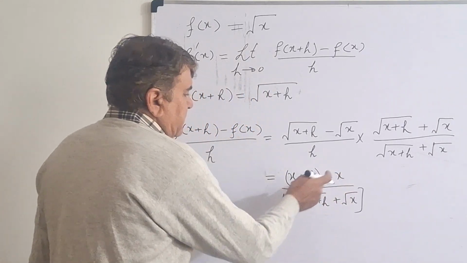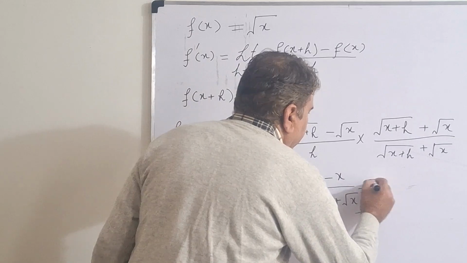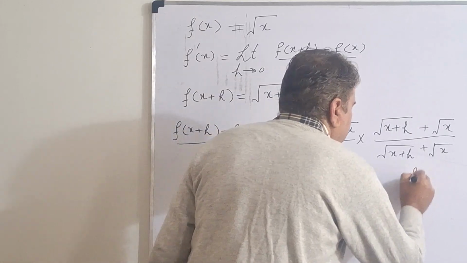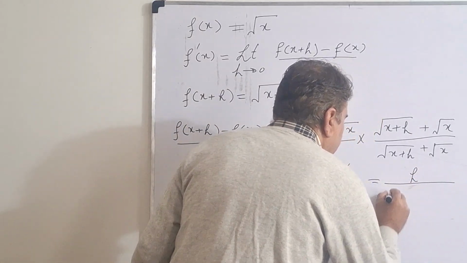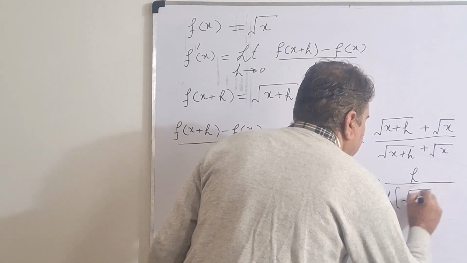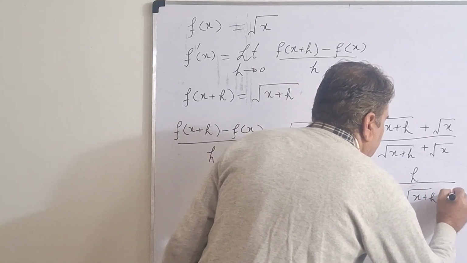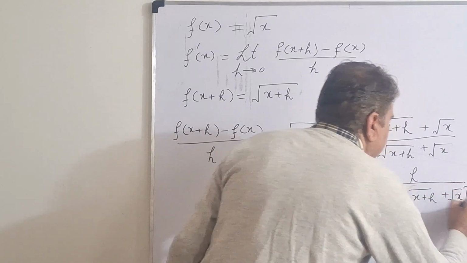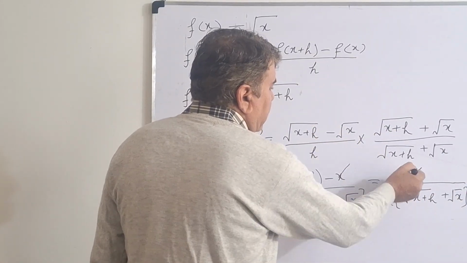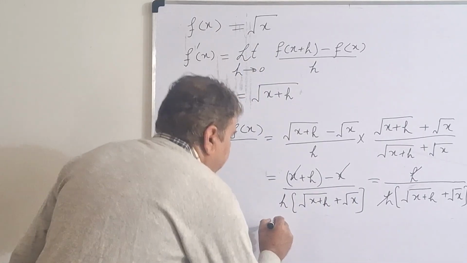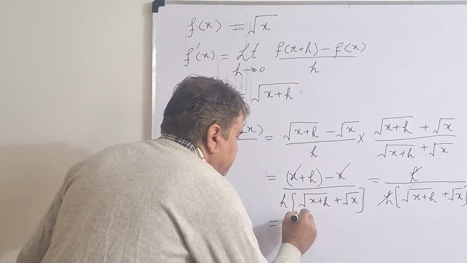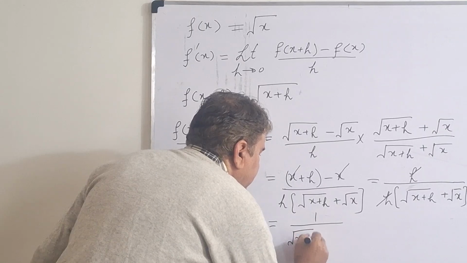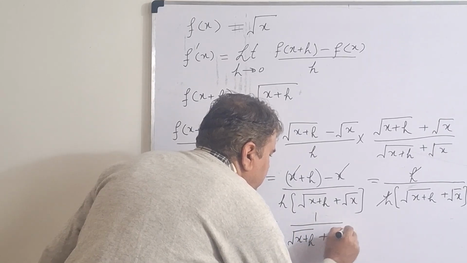Okay, now I can further write this in the form x minus x cancel, so I can cancel this with this, and I'm left with just h divided by h times square root of x plus h plus square root of x. I can cancel this h in the denominator with this h in the numerator, and I'm left with this thing: 1 divided by square root of x plus h plus square root of x.